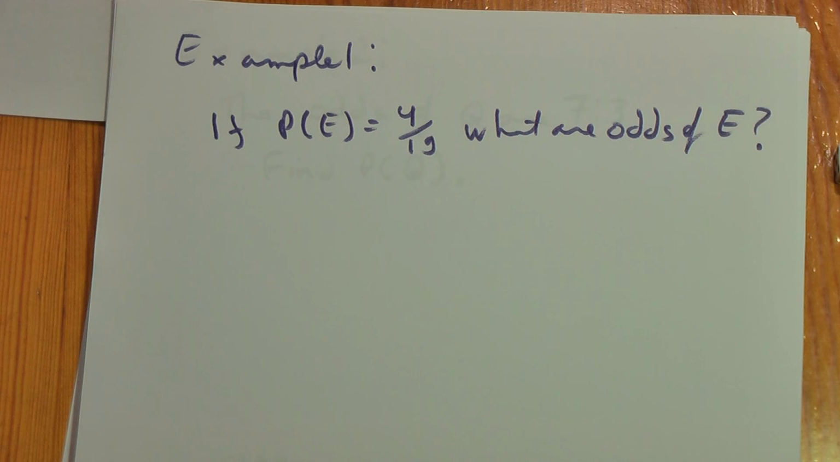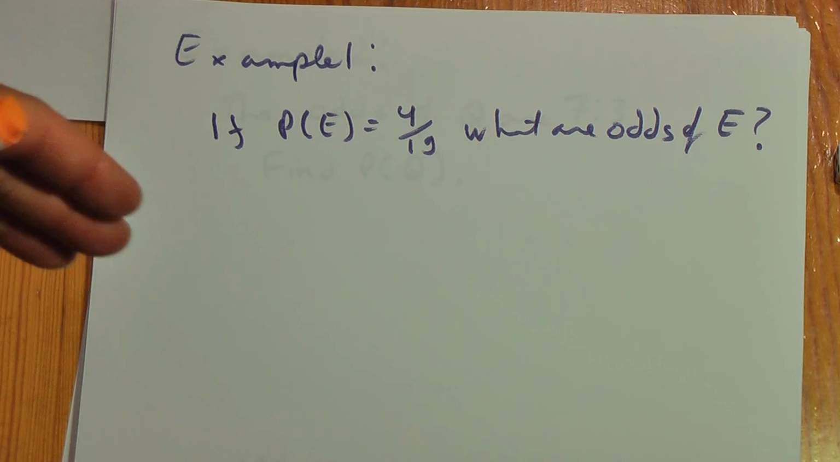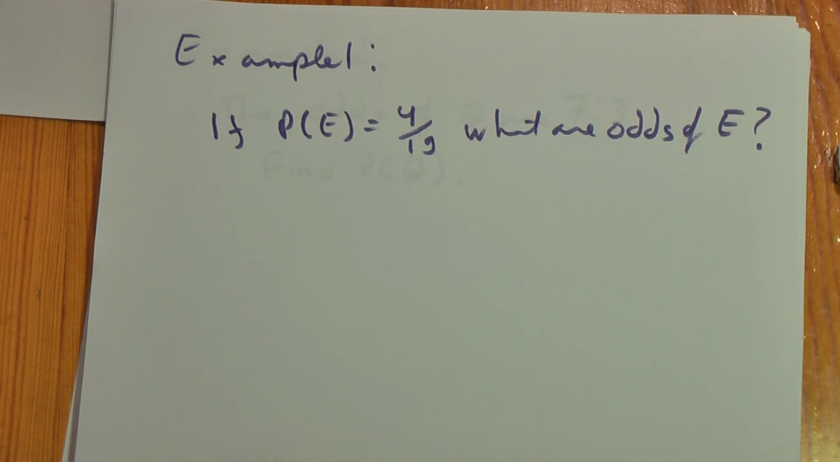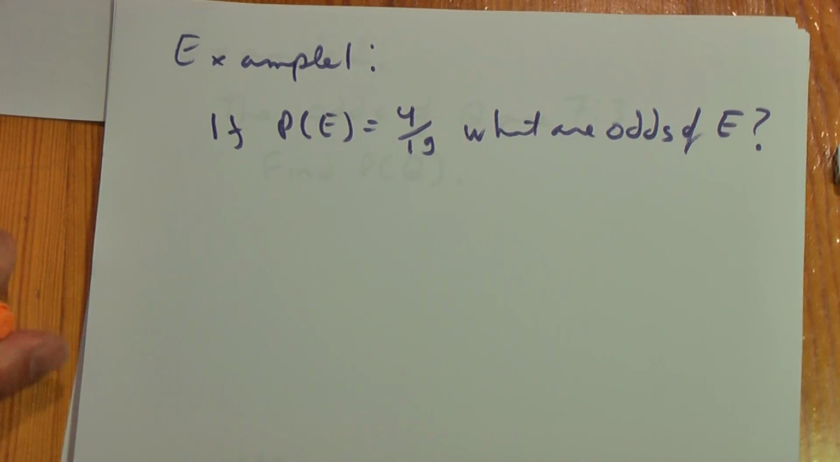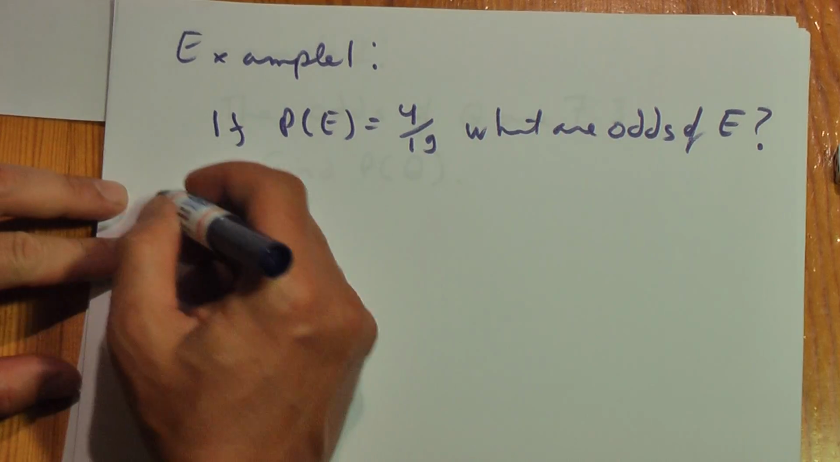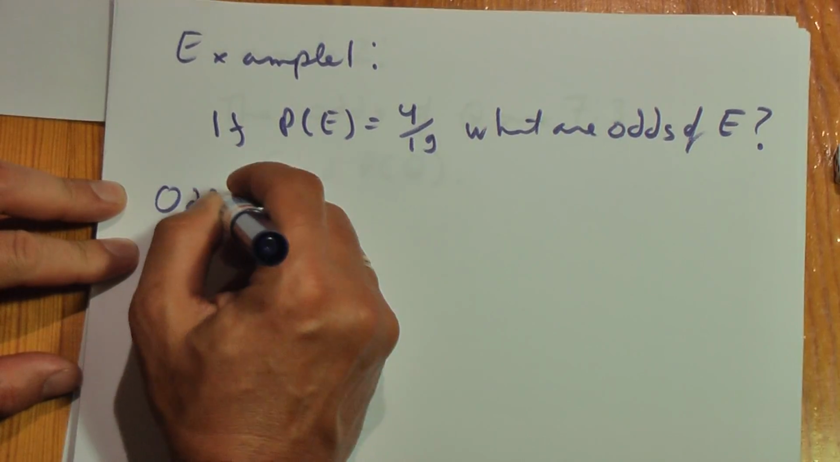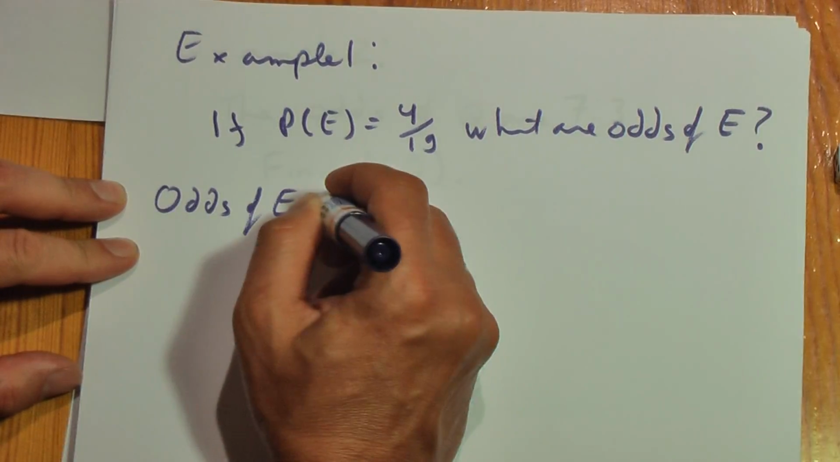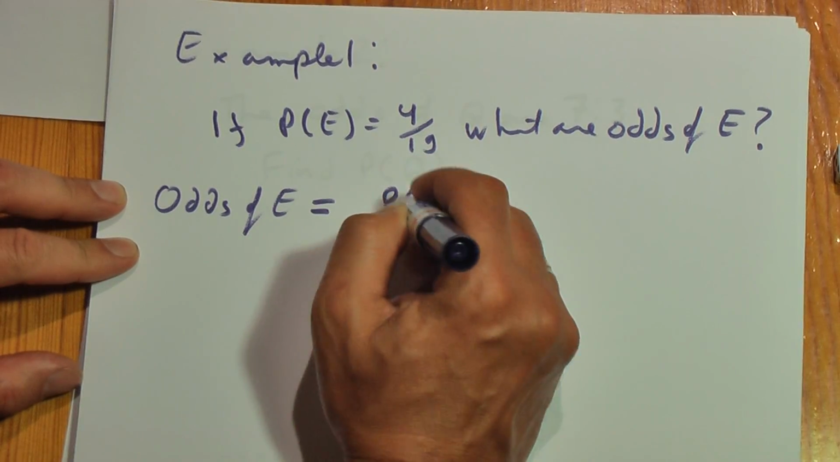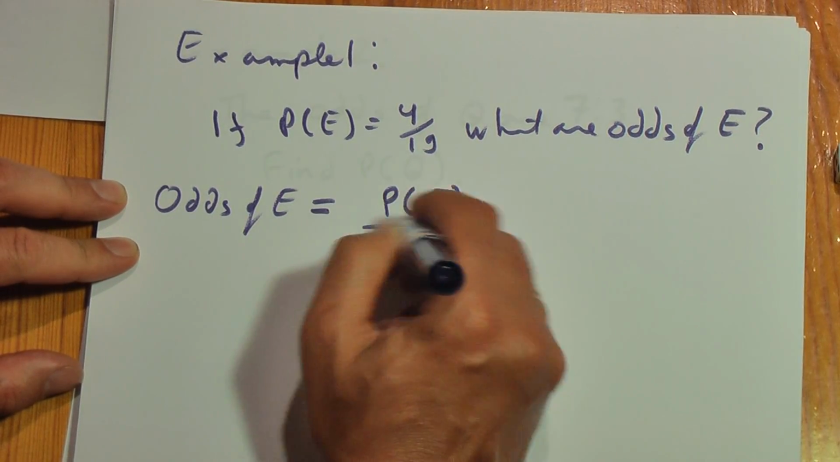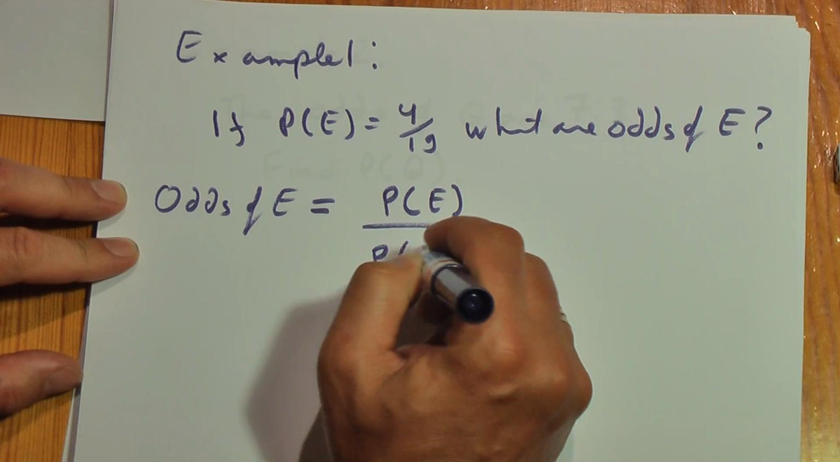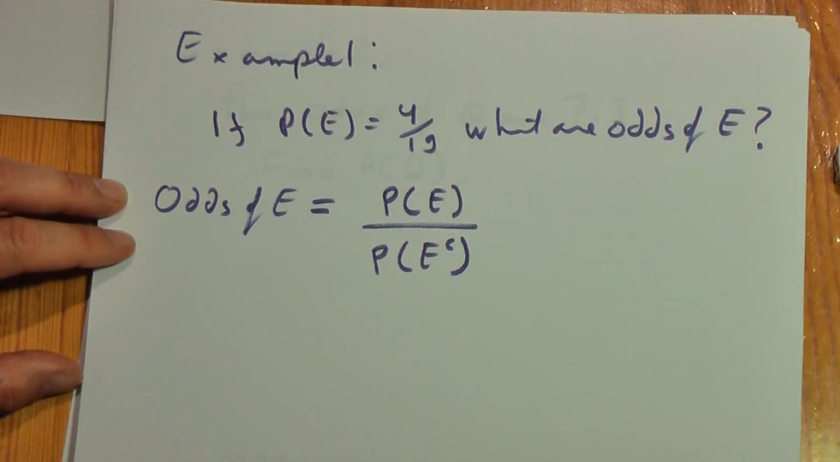And so we will start with a question that says, if the probability of an event is 4 out of 19, what are the odds of that event? So you hear people saying all the time, well, the odds are 4 out of 19 probability. We will use those terms interchangeably, but we can't do that, because what we know is the odds of E equals the probability of E divided by the probability of E complement.